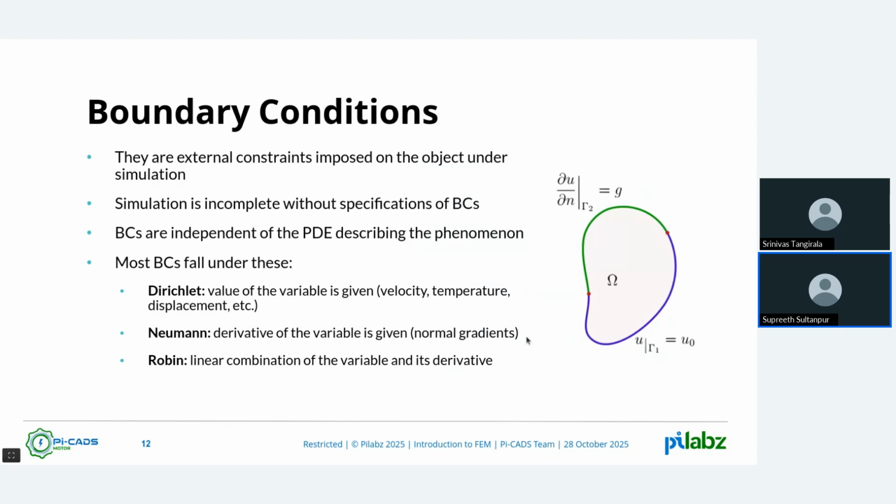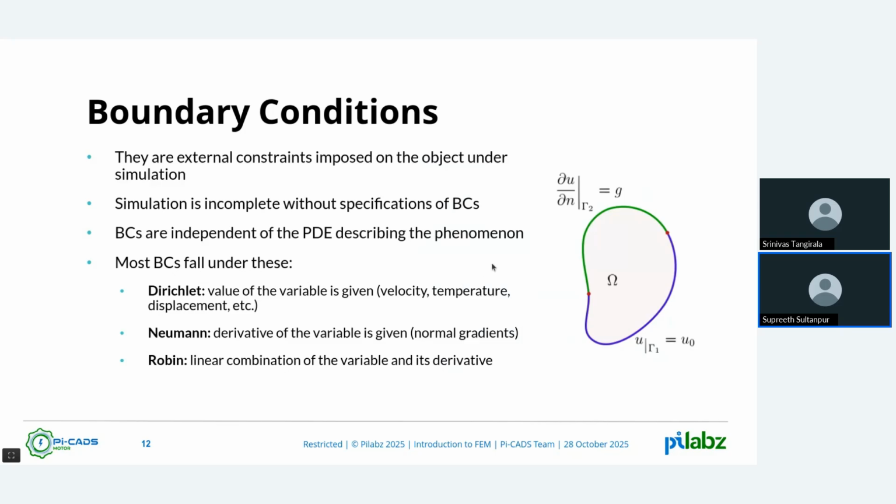Another way of looking at it would be that there are no tangential stresses on the other end. So the other boundary condition is a linear combination of both the derivative as well as the value of that variable, which is called the Robin boundary condition.